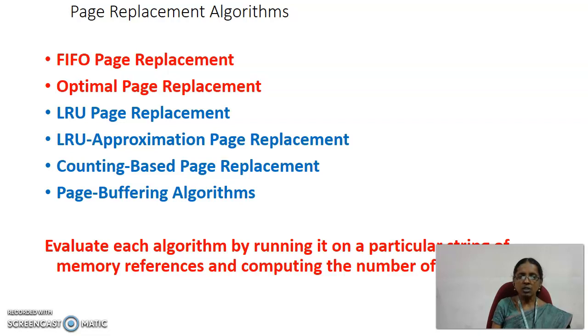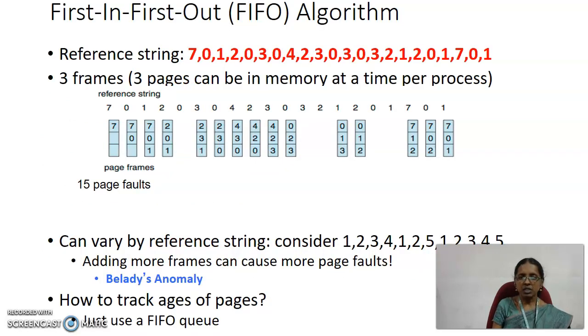So how does this algorithm work? Let us take this reference string: 7, 0, 1, 2, 0, 3, 0, and so on. As per our assumption, the main memory contains only 3 frames, so it can accommodate only 3 pages at a time. Now, when you refer to page number 7, you will be referring to the main memory. Initially, we are assuming that there are no pages in the frames.